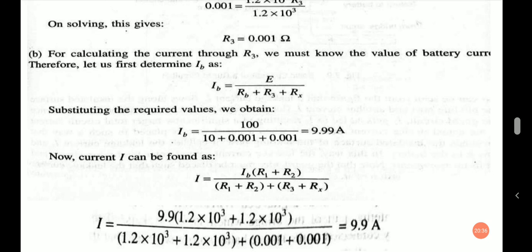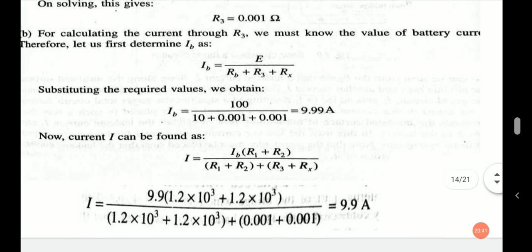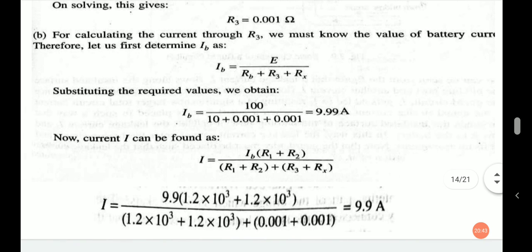So this is about Kelvin bridge and Kelvin double bridge and numericals based on the same. In the next video we'll go for high resistance measurement.